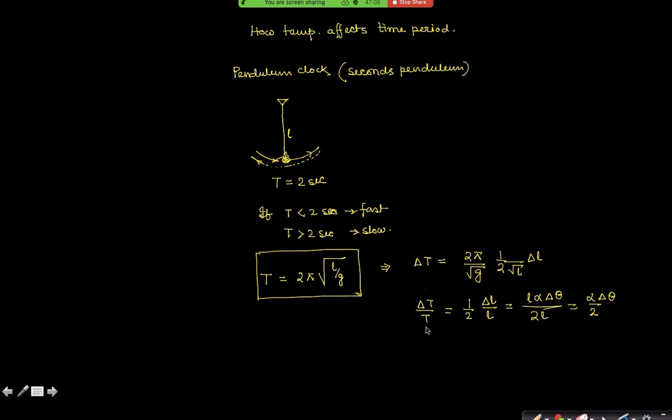How did you get half into delta L by L, that part? Can you divide this with this one, delta T by T? This divided by this one. 2 pi will get cancelled. Root g will get cancelled. So only root L and root L will be L.